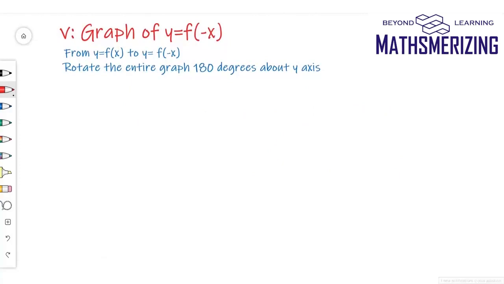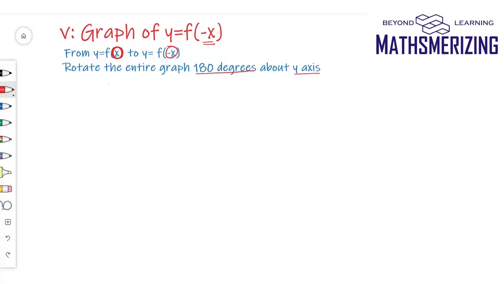Graph of f(minus x). So here I have replaced this x with minus x. Now, how do we do that? For this, I need to rotate the entire graph 180 degrees about the y-axis. So previously the value which was at plus 1, now it will be at minus 1, and the value at minus 1 will be at plus 1. So clearly I need to rotate the entire graph 180 degrees about the y-axis.